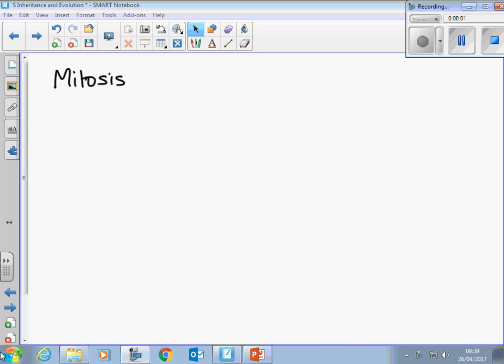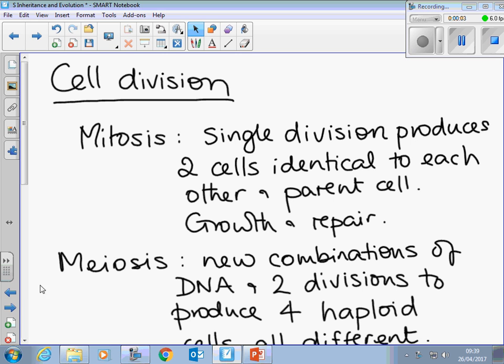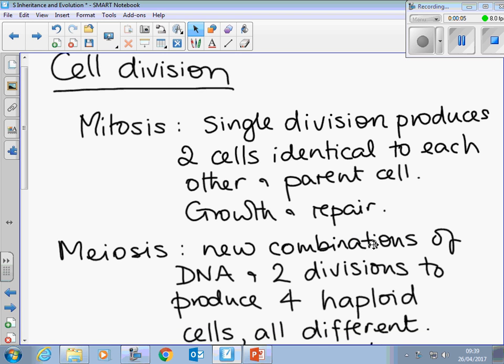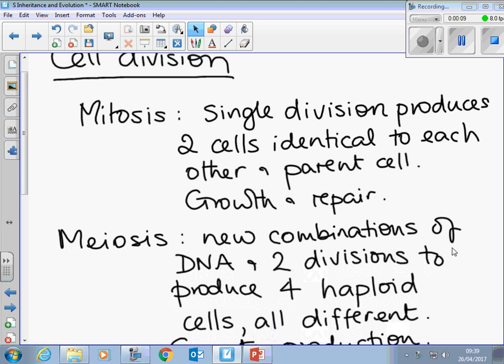Okay, now when we started this bit yesterday, we had this introduction here, cell division generally. We've got these two types, mitosis and meiosis. It wasn't yesterday, it was Monday. With mitosis, what we're looking for is a single division that produces two cells identical to each other and the parent cell. It's used in growth and repair.